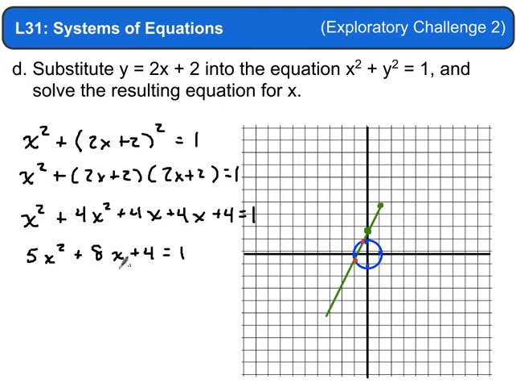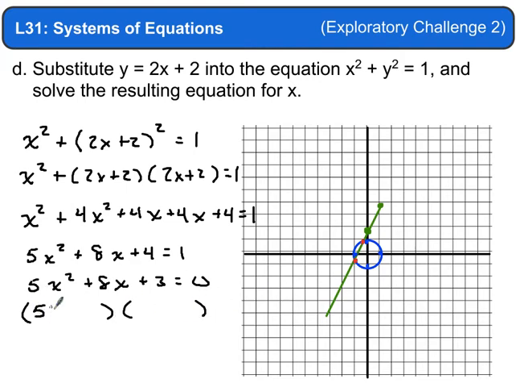We're going to subtract 1 to the other side. So now we get 5x squared plus 8x and then plus 3. That's now equal to 0. And what we're going to attempt to do is factor. If factoring doesn't work, we'll lean on the quadratic formula.